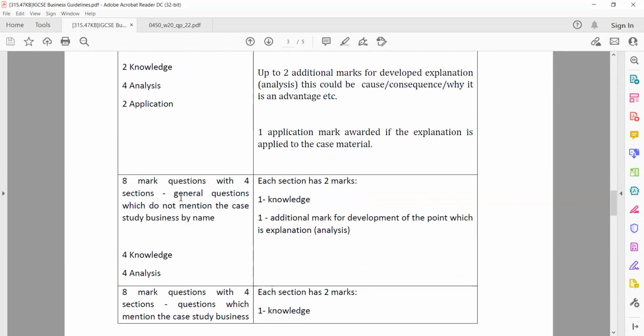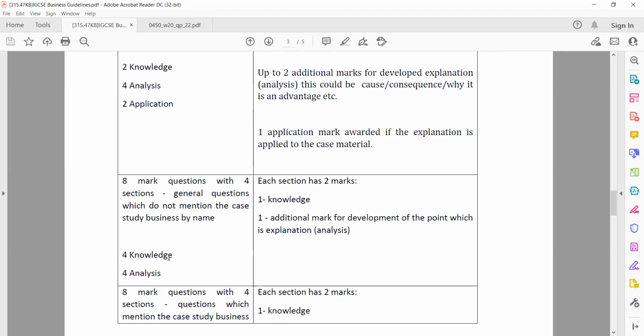Second variation is the 8-mark question with 4 sections. It is a general question which does not mention the case study by name, meaning it is asking for general knowledge. It does not have a direct correlation with the case study.